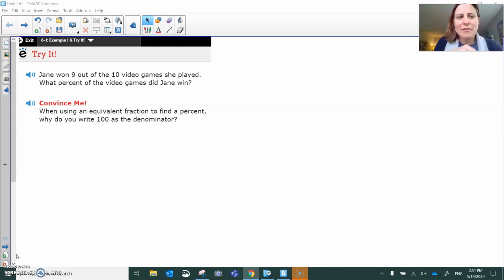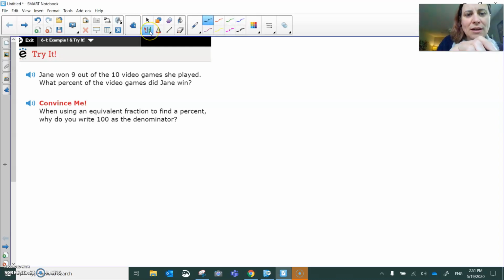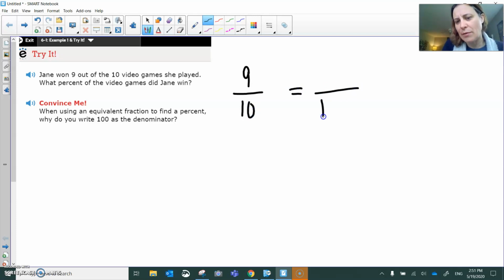So I think my favorite way to do this out of all the ways they showed us in the examples is to write it like a ratio, which is what we learned in the last topic. So Jane won 9 out of 10 video games that she played. So we're going to make another fraction and we're going to put 100 in the denominator.